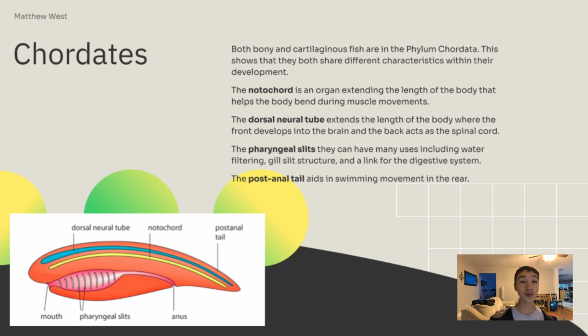The dorsal neural tube is a similar cord that extends the length of the body, but instead develops into the brain and spinal cord. The pharyngeal slits have many uses in Osteichthyes and Chondrichthyes. This includes water filtering, gill slit structure, and a link for the digestive system. Lastly, the post-anal tail helps in swimming movement in the rear, and in Osteichthyes and Chondrichthyes can turn into the anal fin.